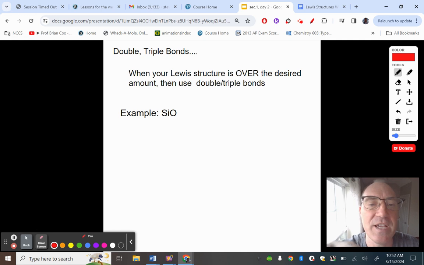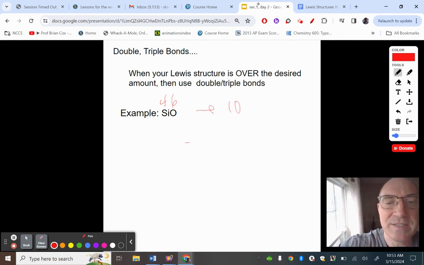So for example, in this case, what you need is you need 4 and you need 6. Okay, so this is the valence electrons. This is the group number. So silicon, Si, is in group 14, and O, oxygen, is in group 16, and it has 6. So I need 10. Okay, so you still do the same thing.